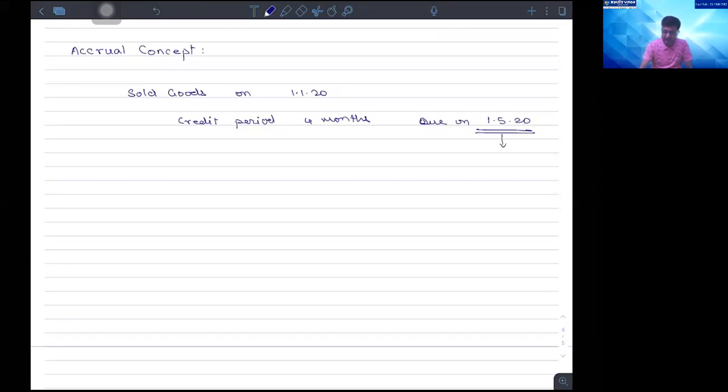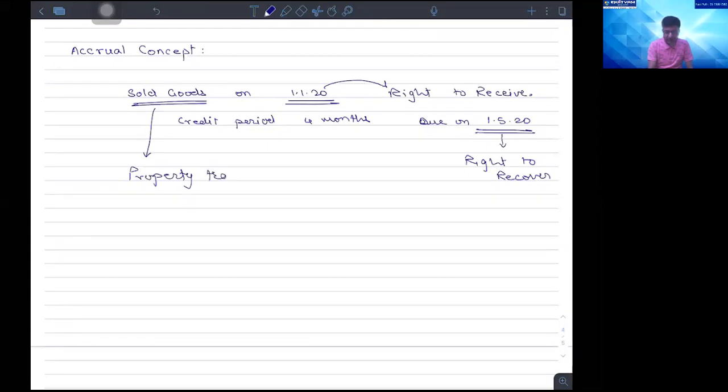Here you have the right to recover. But here you have the right to receive. Why on 1st of January you have the right to receive is because you have sold the goods. That means the property is getting transferred. Property in the goods is transferred on 1st of January 2020 itself or not?